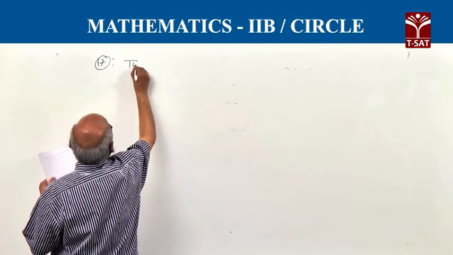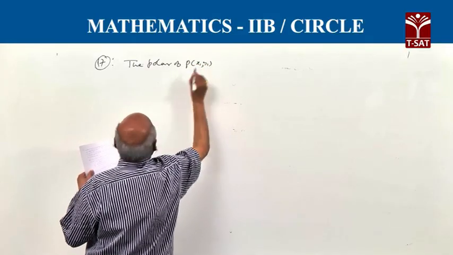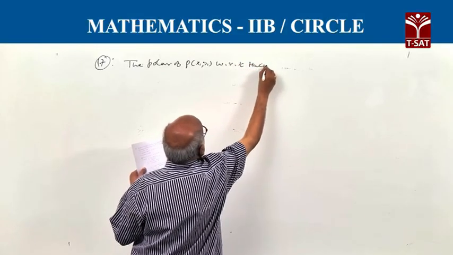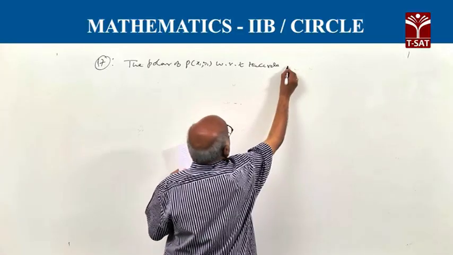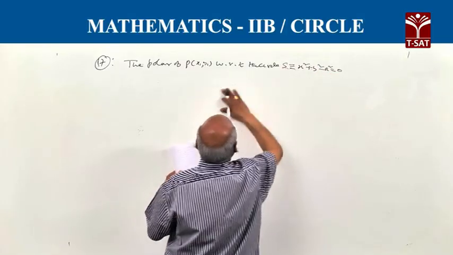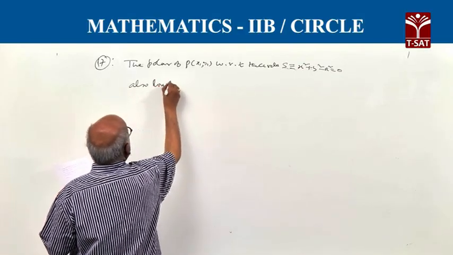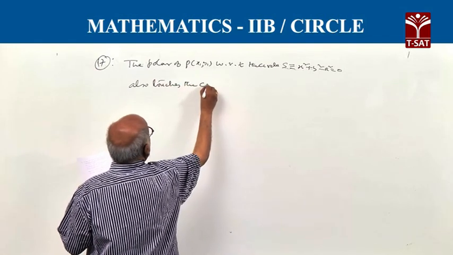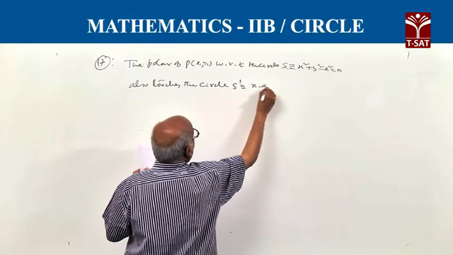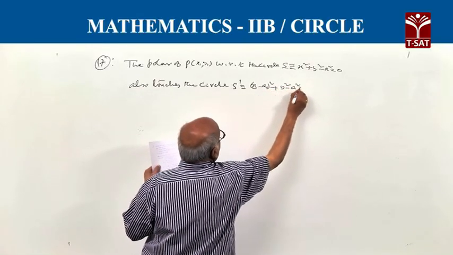The polar of P(x1, y1) with respect to the circle S is equal to x square plus y square minus a square equal to 0 also touches the circle S dash is equal to (x minus a) whole square plus y square minus a square equal to 0.